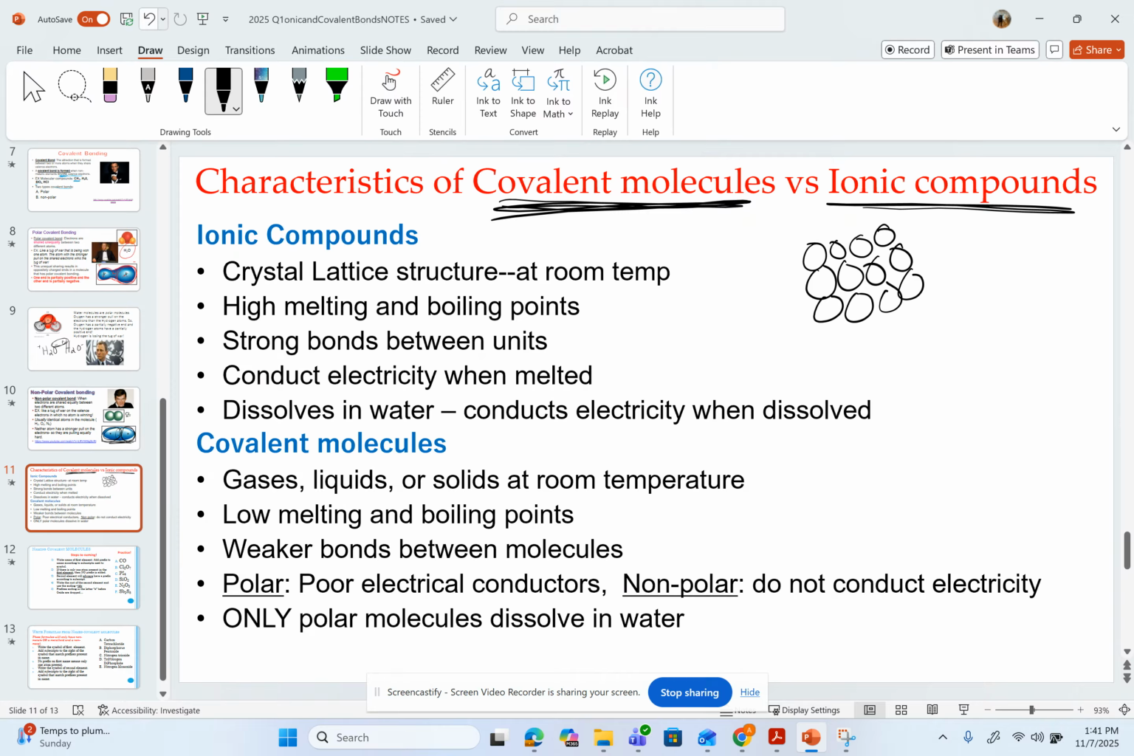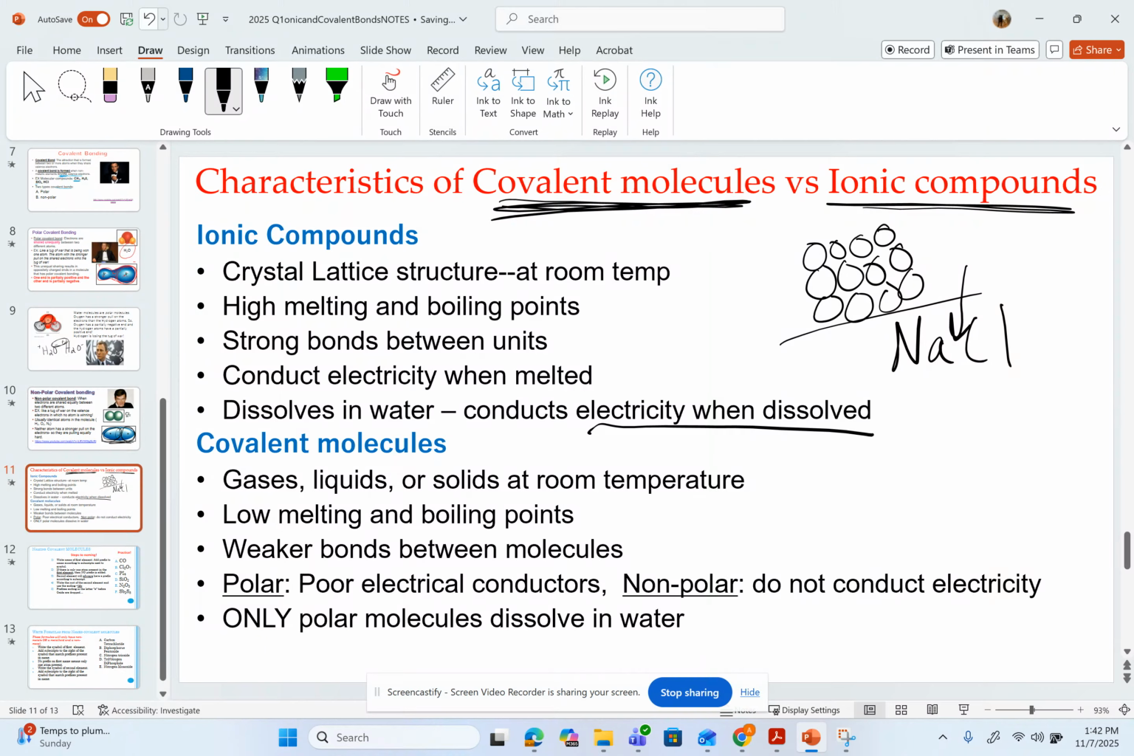It takes a lot of heat energy to break the bonds between your metal and your non-metal. To break this bond is going to be very hard because you have a very structured repeating pattern of cations and anions, and it's a very strong bond between units. As for conductivity, they conduct electricity when melted. So if I was to take sodium chloride and melt it down, which would take a lot of heat energy, it could actually conduct electricity. Ionic compounds dissolve in water, and they also conduct electricity when dissolved.